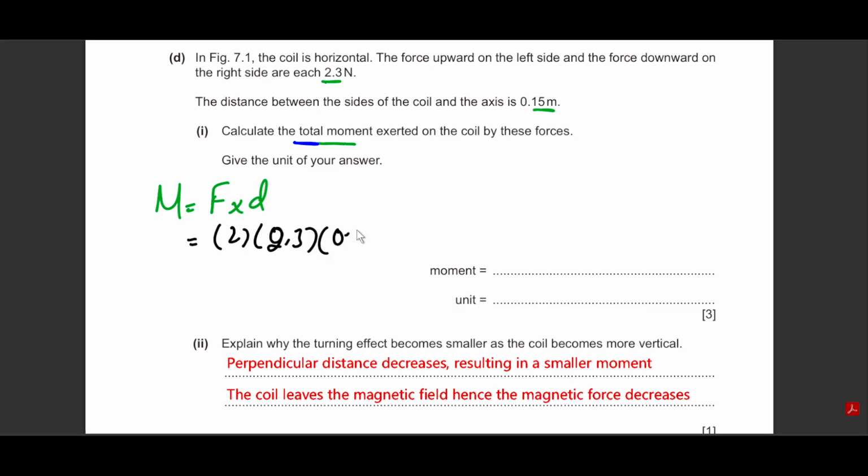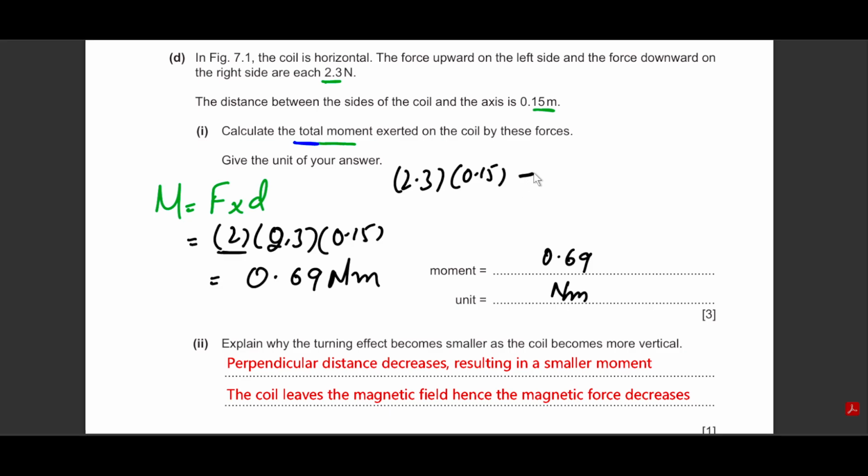2.3. The distance is 0.15. When you calculate this, this comes out as 0.69, but the unit will be Newton meters. So moment is 0.69, unit is Newton meters. If you're not comfortable with 2, then what you can do is simply multiply 2.3 with 0.15. That's moment on the left side, plus 2.3 into 0.15 moment on the right side. Since you're adding them together eventually, for the sake of total, I just added a 2 because it's the same thing.